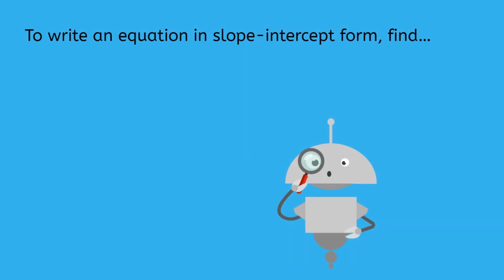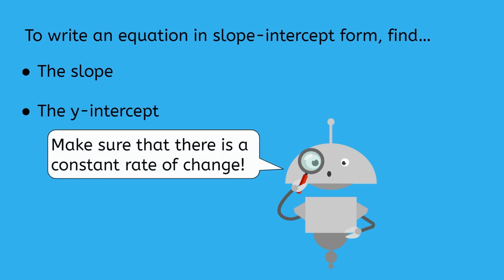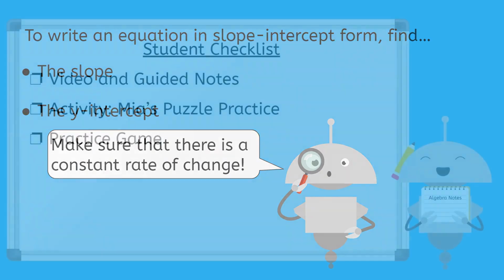When it comes to writing equations in slope-intercept form, you need to find the slope and the y-intercept from the information you've been given. Be on the lookout for the different ways that you can find them depending on the way the information is presented. And unless you already know that the points are linear, make sure that there is a constant rate of change between all points before trying to write the linear equation. After all, if the points aren't linear, then there can't be a linear equation that represents them.